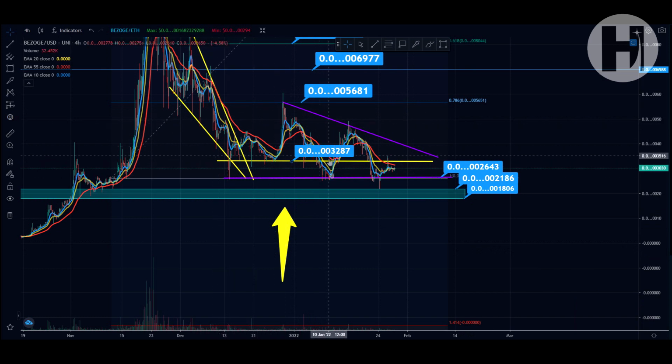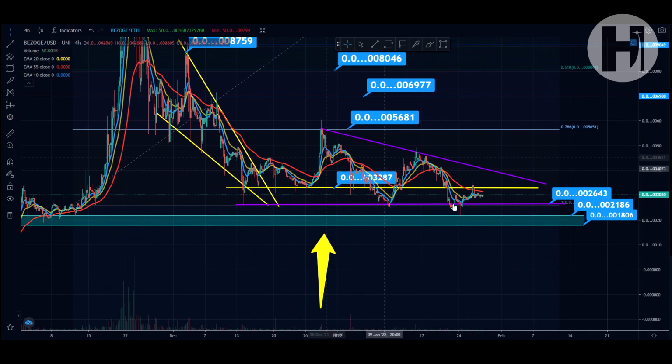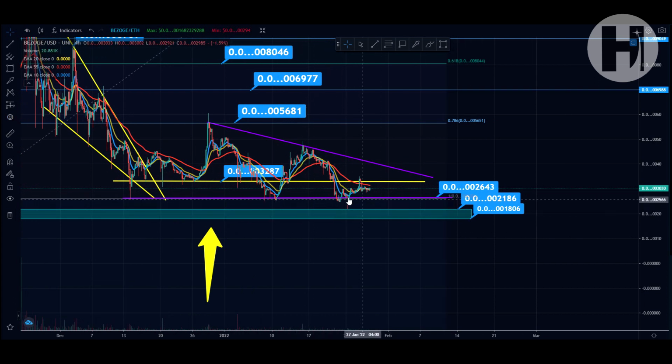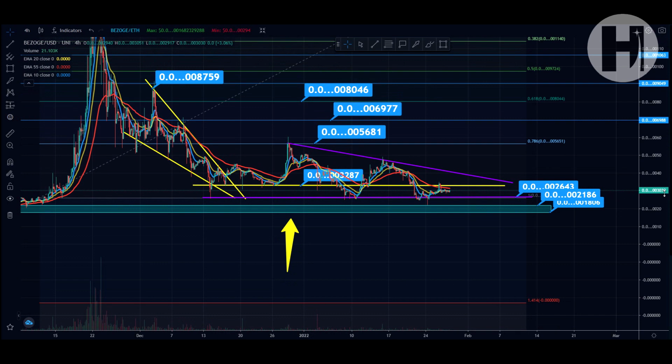Now, jumping into the 4-hourly chart, I was actually surprised to look at the Bezoge chart because it hasn't pulled back that much. Honestly, I gave you this support. You can see this purple trend line is representing a support of this descending triangle that we're potentially in. But also this purple trend line is on top of the first fib level.